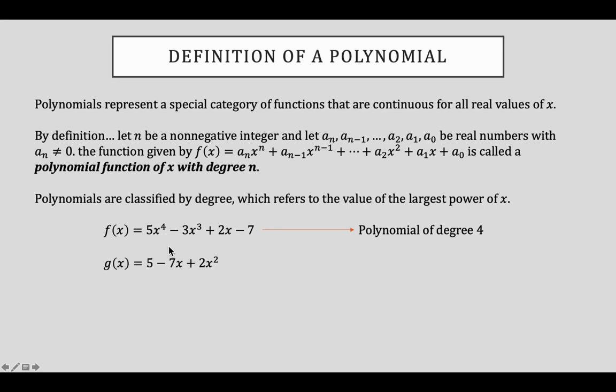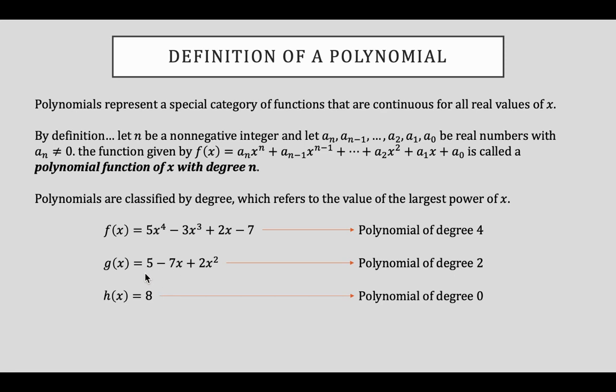Okay. g of x is equal to 5 minus 7x plus 2x squared. What is the degree of this polynomial? Well, the highest power of x is 2, therefore it is a polynomial of degree 2. h of x is equal to 8. This is also an example of a polynomial. Notice that this is also a constant function, and we actually have x raised to what power here? In this case, this would be degree 0. Technically, I could have an x raised to the 0 power. Remember that any non-zero number raised to the 0 is going to be 1.